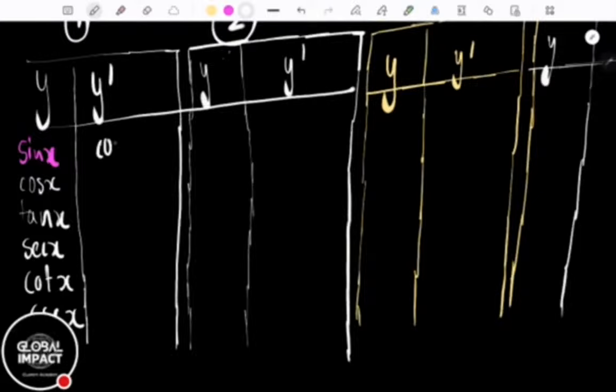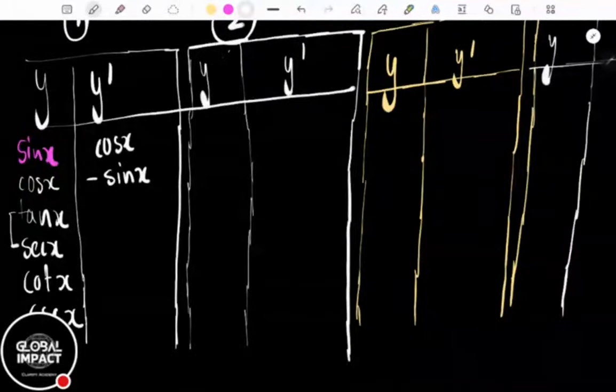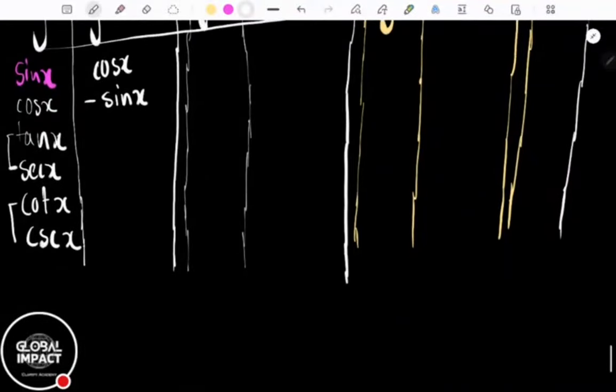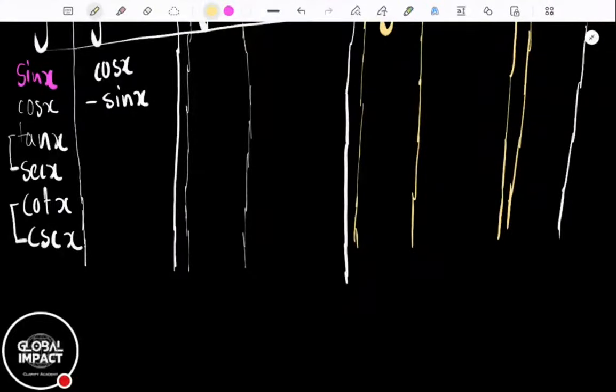Then you put the derivative. The derivative of sine is cos. The derivative of cos is negative sine x. The derivative of tan, so tan and sec are related, and then cot and cosec are related. If I say tan and sec are related, it means when you differentiate them, they give you each other. That's why you must put them in this order.